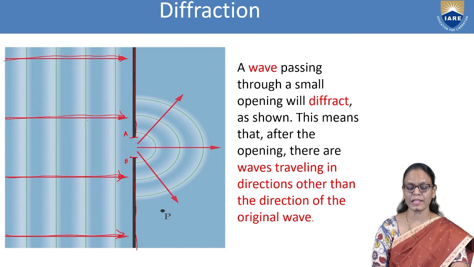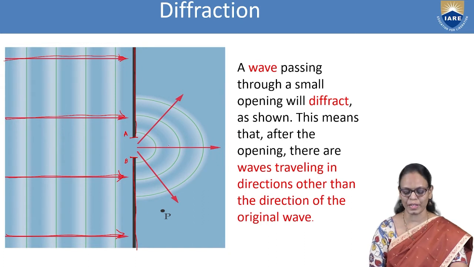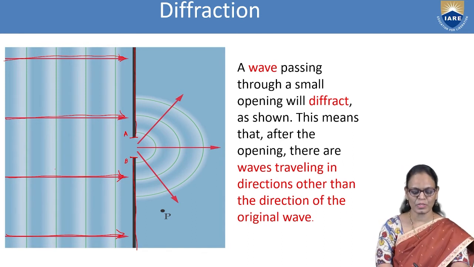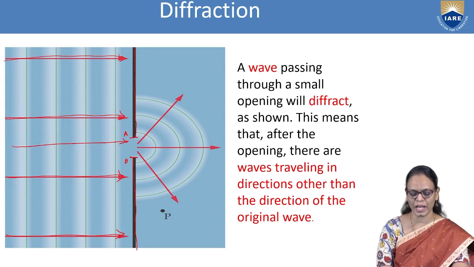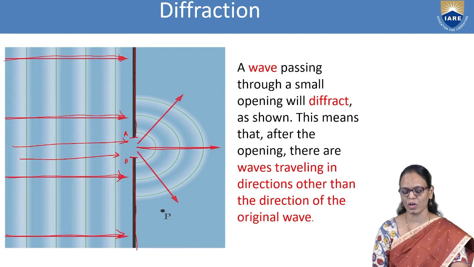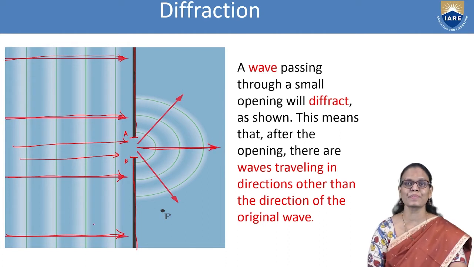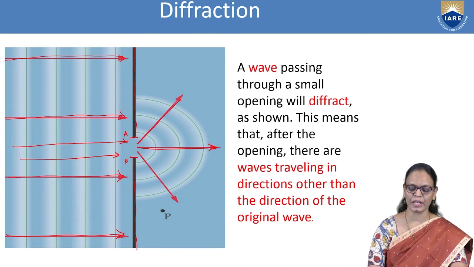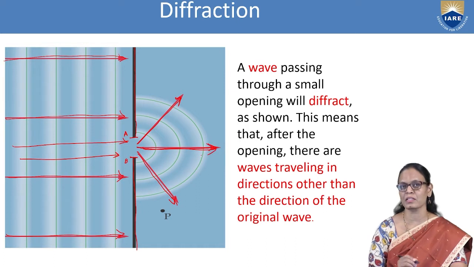When light is incident on this wavefront, after passing through the opening, when it comes out from this opening, it travels in directions other than the original wave. So what is the direction of the original wave? This is the direction of the original wave. So the light should have gone like this. But what we observe here is light going in different directions other than the direction of the incident light. This is the first thing we need to understand about diffraction.